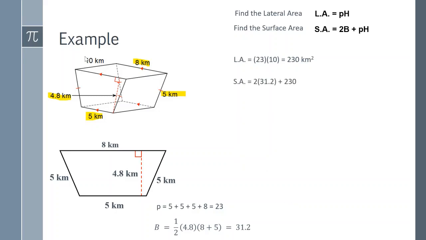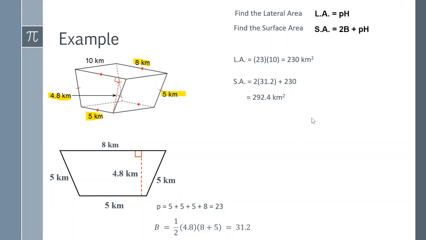Surface area, 2 times the area of the base. The area of the base is 31.2 plus the lateral area, which we just found out right there, 230. So 2 times 31.2, which is 62.4, plus 230. That gives us 292.4 kilometers squared. So again, I can't emphasize how easy doing this right here makes these problems, because once you find the perimeter and once you find the area of the base, just come up here and fill into these 2 little formulas and you've got your lateral area and your surface area.